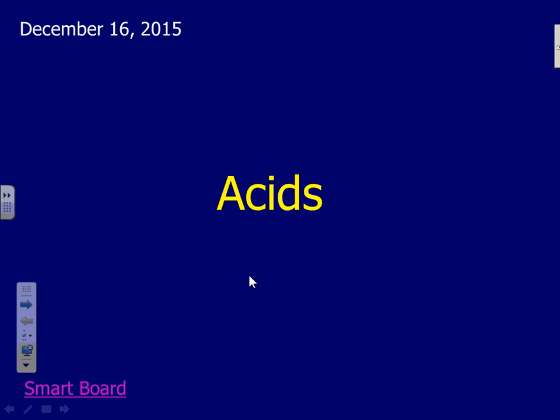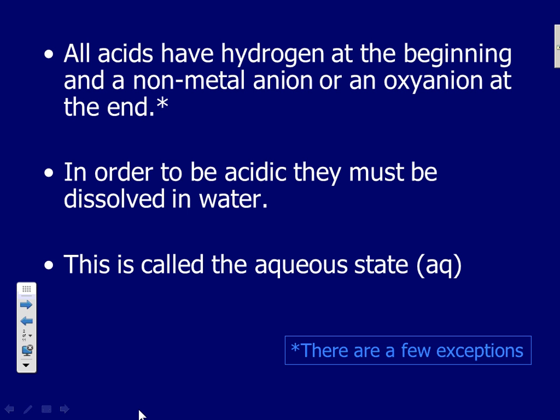Actually, bases we already know how to name because they all end in hydroxide, and we've already done ionic compounds where we determine the formula or the name of a hydroxide. It is at the end of the note, but it is nothing new. Now, acids, and you can write this down, and don't worry about the asterisks that there are a few exceptions. It's a true statement, but you don't have to write it that there are exceptions.